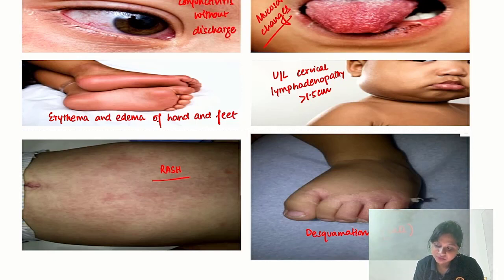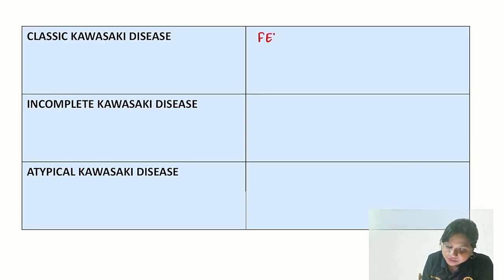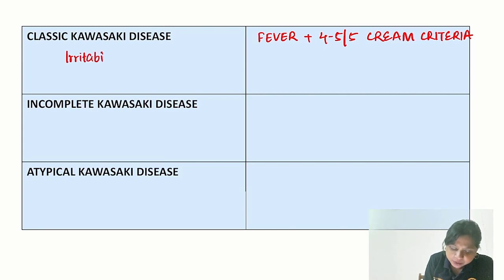Okay. So we'll just fill this. Classic Kawasaki disease, also known as complete Kawasaki disease, right? So it is the fever plus 4 or 5 out of the 5 CREAM criteria. What other findings that you get but not associated with the criteria? One is irritability. The child will be very irritable, out of proportion.